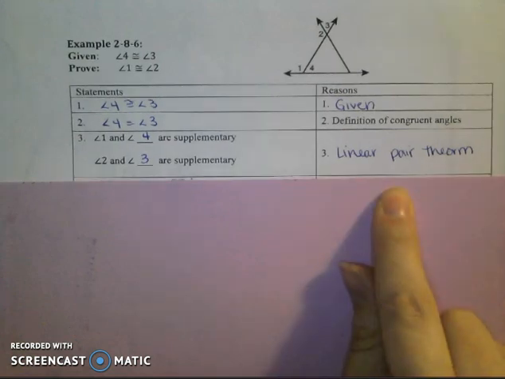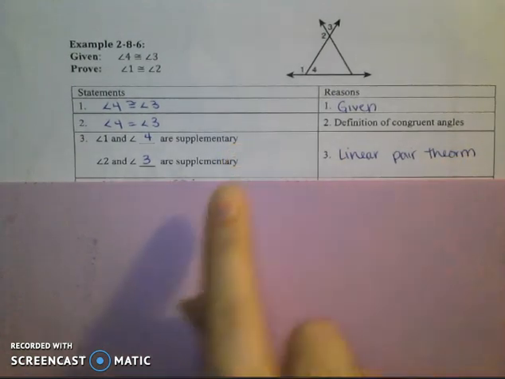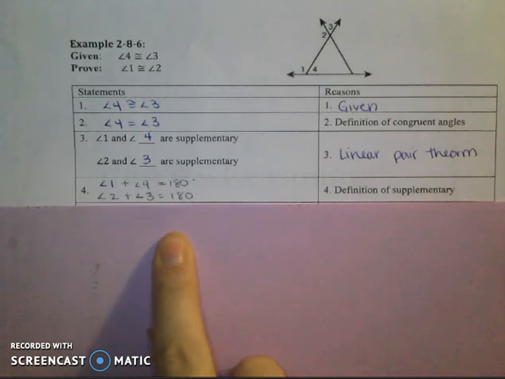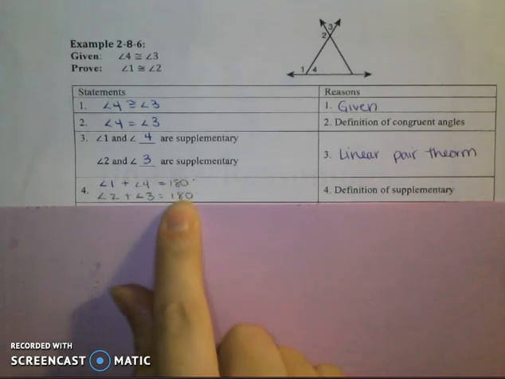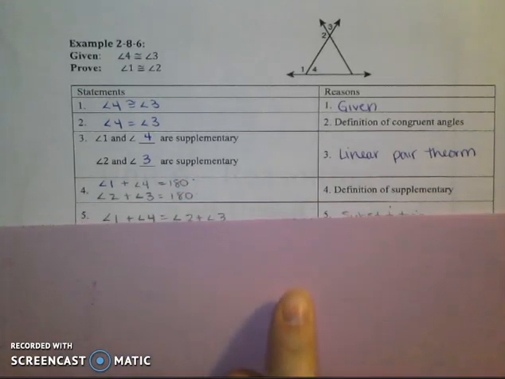Now, what's the definition of supplementary? If they're supplementary, what do they add up to? 180 degrees. Now, if these are both equal to 180, we're probably going to set them equal to each other, either by the substitution or transitive property.